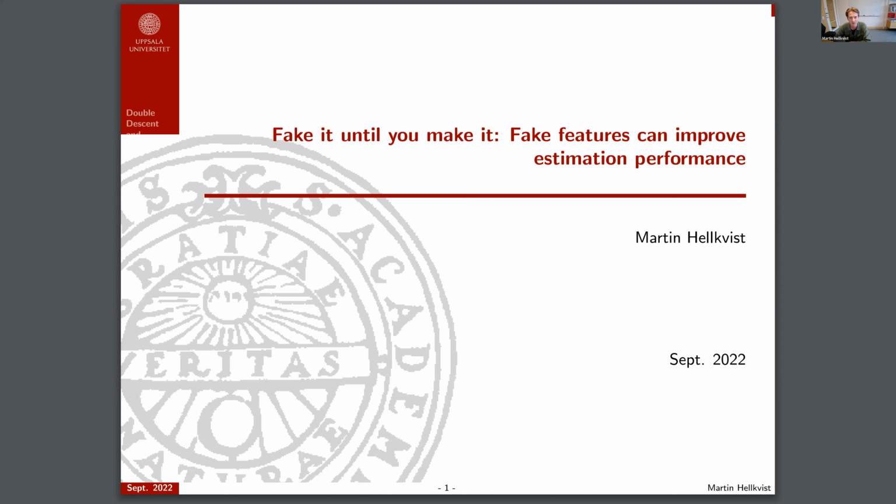As Olof said, the main topic of today will be our study of fake features and its connection to the double descent phenomenon and overparametrized models. This study has been carried out during my PhD studies, of which I have 1 more year left at the Signals and Systems group at Uppsala University, which is part of the electrical engineering department.